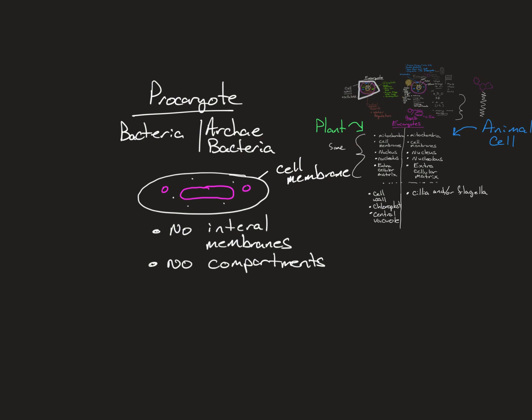It does have a cell wall. It's just different from a eukaryotic cell wall. It's made of something different. A plant cell wall is made of cellulose. This is not made of cellulose. But it does have a cell wall.